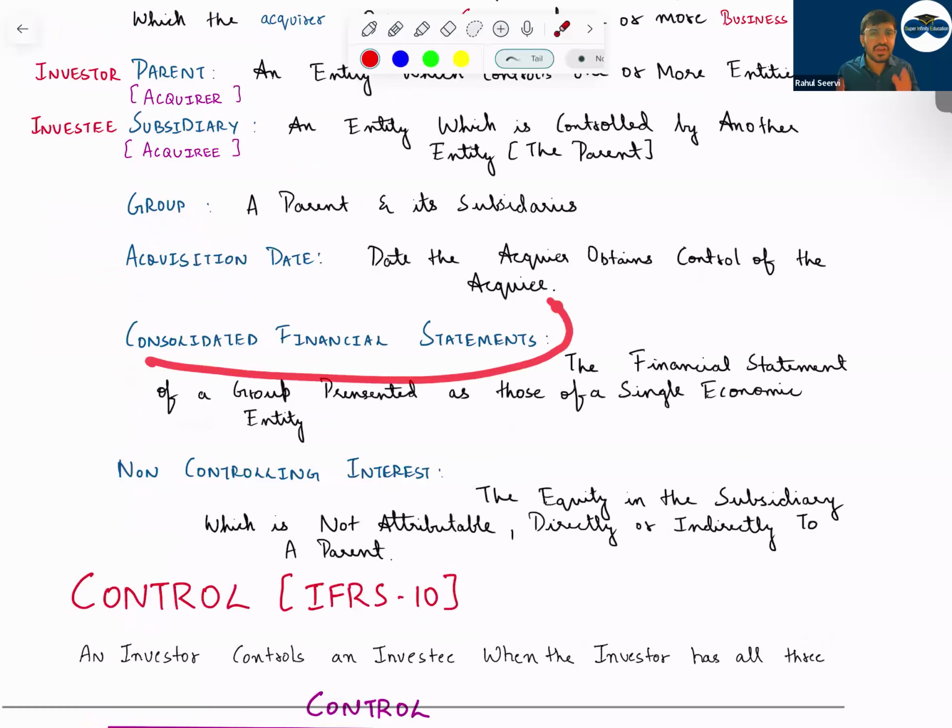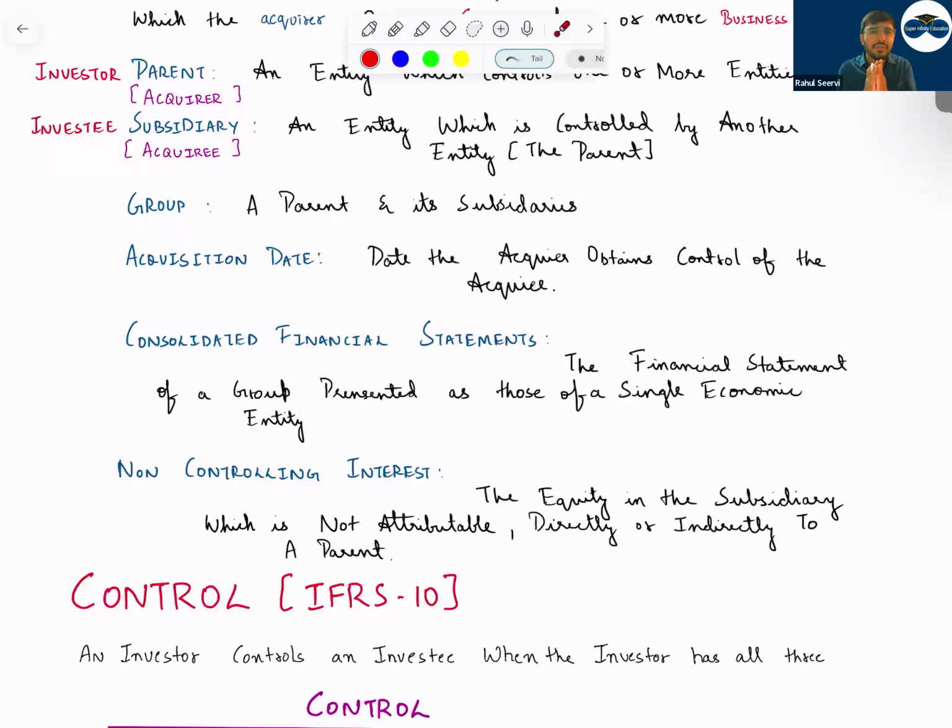Consolidated financial statement means that for the parent company and subsidiary company, we prepare one financial statement, keeping in mind that it's a single economic entity. Whenever a question comes regarding IFRS 10, please write down this: if a theory question comes, the financial statements of a group present those of a single economic entity.